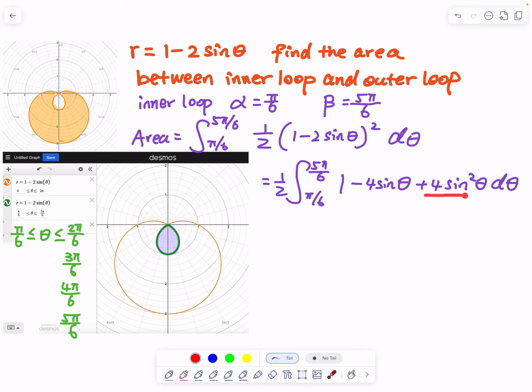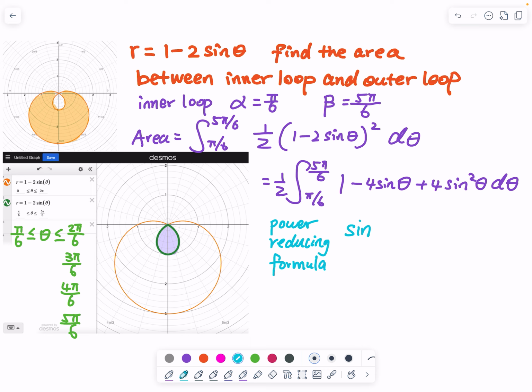I said this many times. When you integrate, you cannot integrate sine squared, and you cannot integrate cosine squared. When you see them, you have to use a power reducing formula. So here is the power reducing formula. For sine squared, to reduce the square, you have to write that as 1 minus cosine 2 theta, divided by 2. And now you can integrate the 1 and the cosine 2 theta.